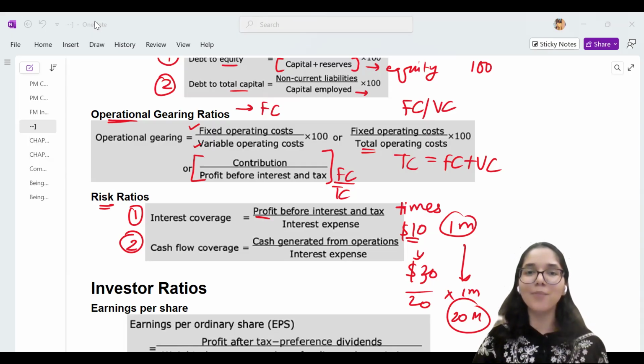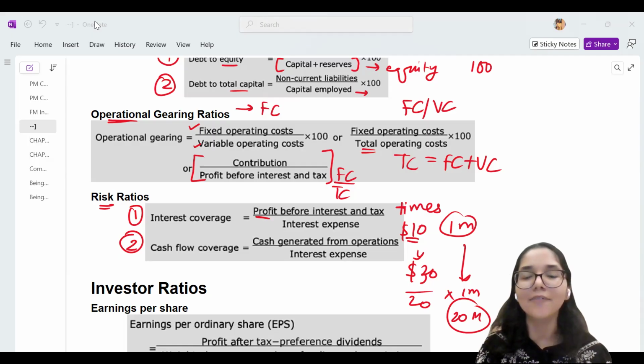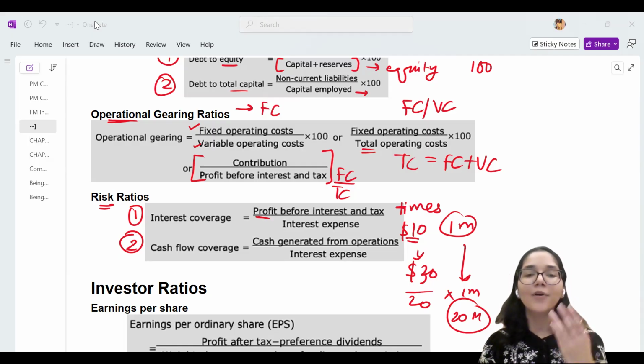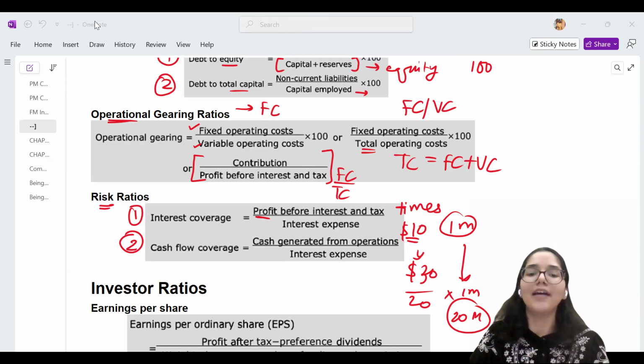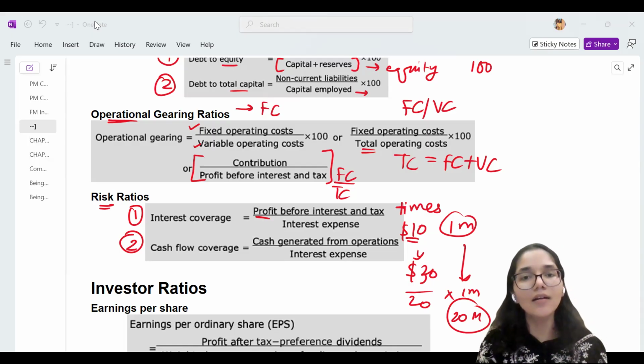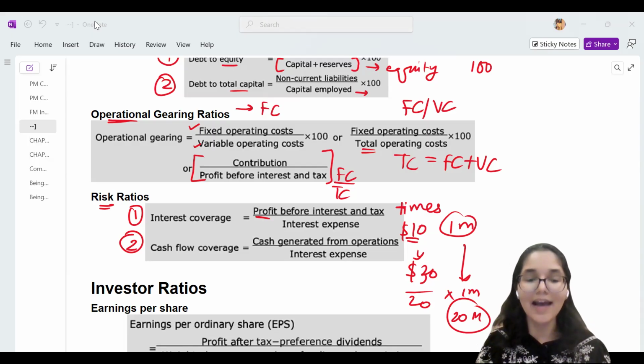I have made a profit of 20 million, but I have zero cash. I do not have money with me right now. Why? Because my entire investment is still lying in the market. I do not have any cash in my hand at the moment. So this is the main difference between profit and cash.